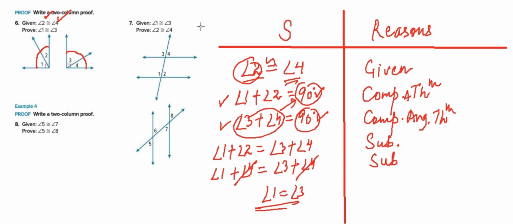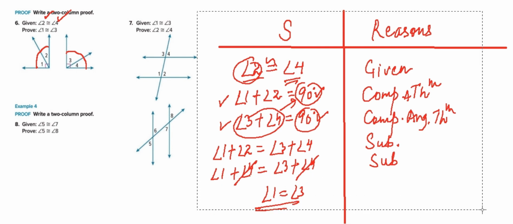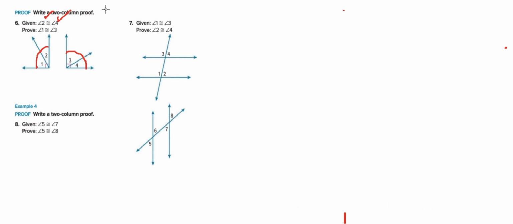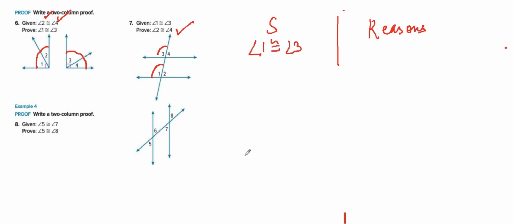Similarly, next question. There are so many reasons to prove these questions, but it should be mathematically correct. Similarly, you can write reasons here why angle 2 equal to 4. So firstly, angle 1 equal to 3. It is given. So statements on one side, and on one side the reasons. So firstly, you can write angle 1 is congruent to angle 3. This is given.